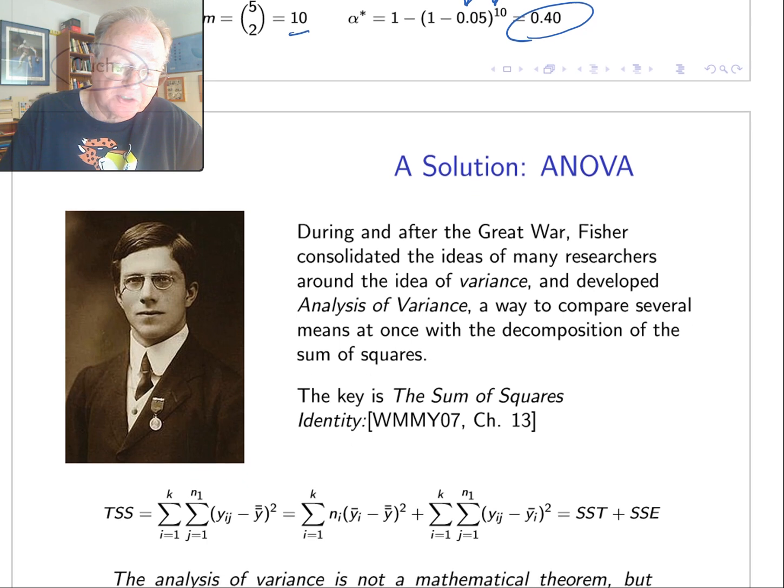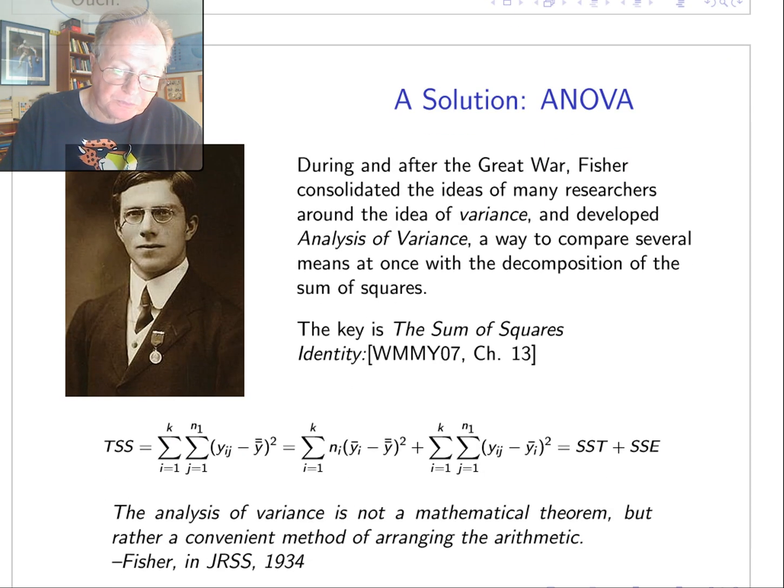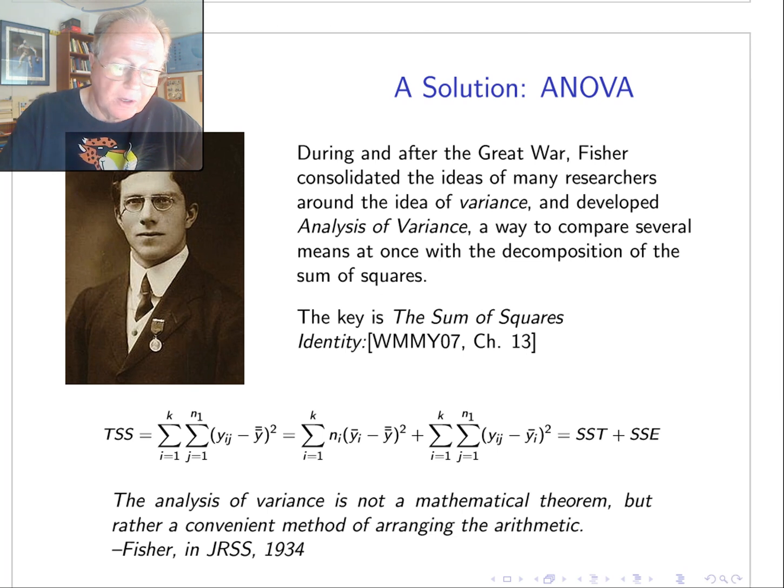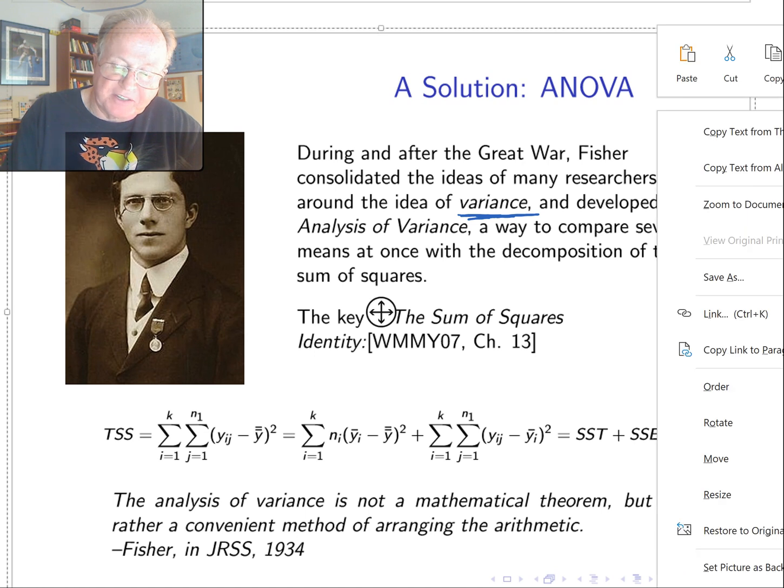Now, the solution to all this happened about the time of the First World War. And this was an idea that basically was compiled and refined by Ronald Fisher. And so he zeroed in on the idea of variance, our old friend variance, and he developed analysis of variance as the way to compare several means. The key to this is something called the sum of squares identity.